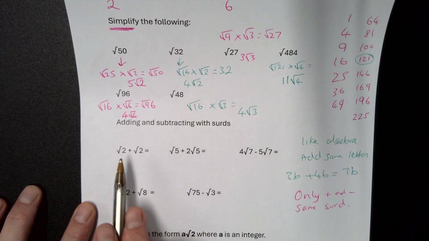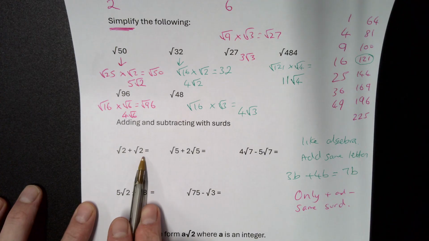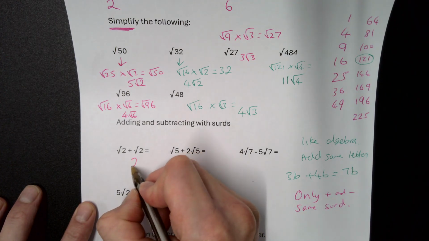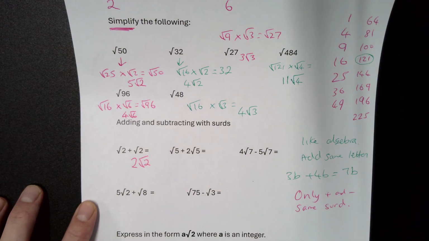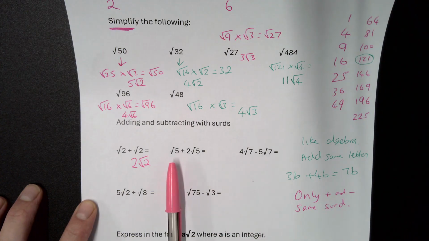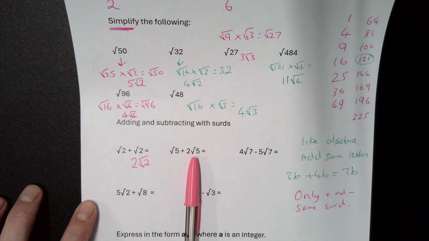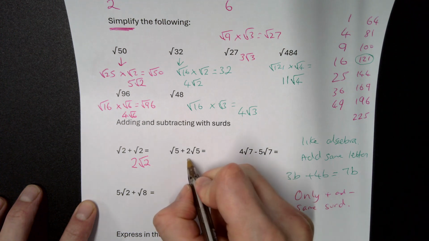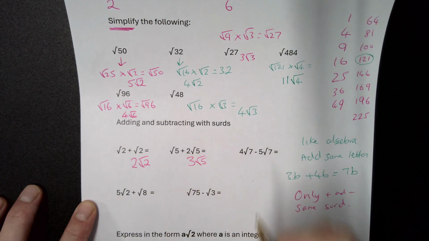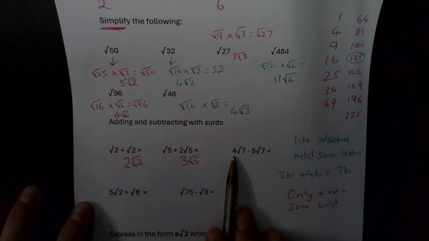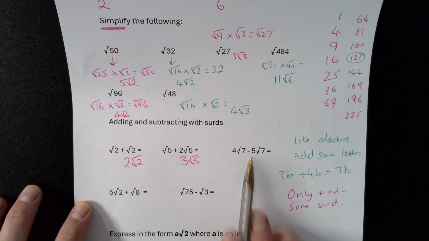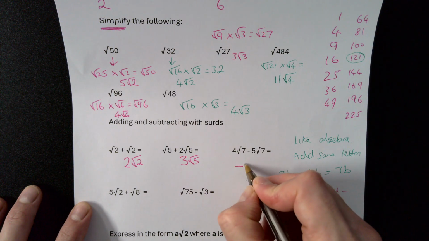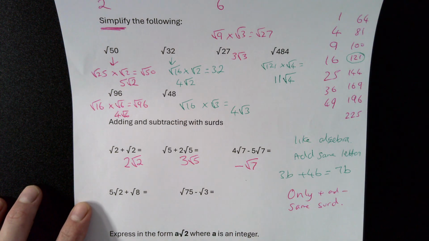So one lot of root 2, add another lot of root 2, is not root 4, it is 2 lots of root 2. You've got one lot of root 5, add 2 more lots of root 5, gives you 3 lots of root 5. The next one, 4 root 7, take away 5 root 7. Well, 4 take 5 is minus 1, so it's minus 1 lot of root 7.